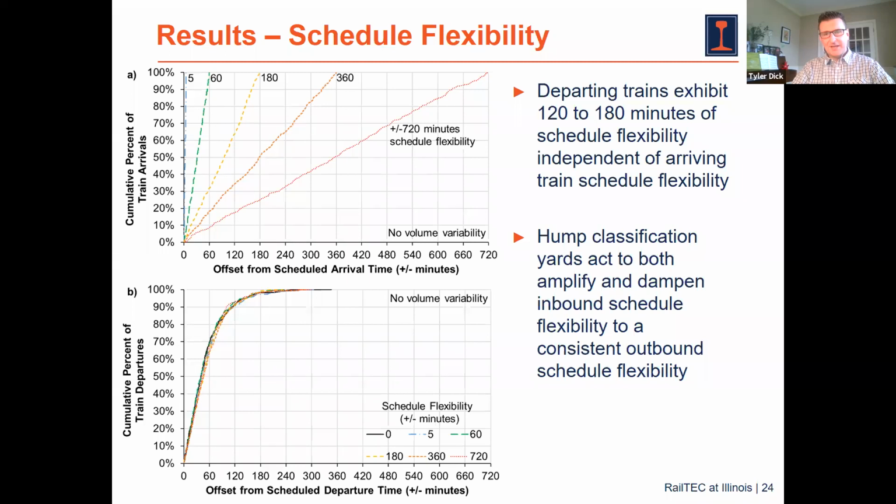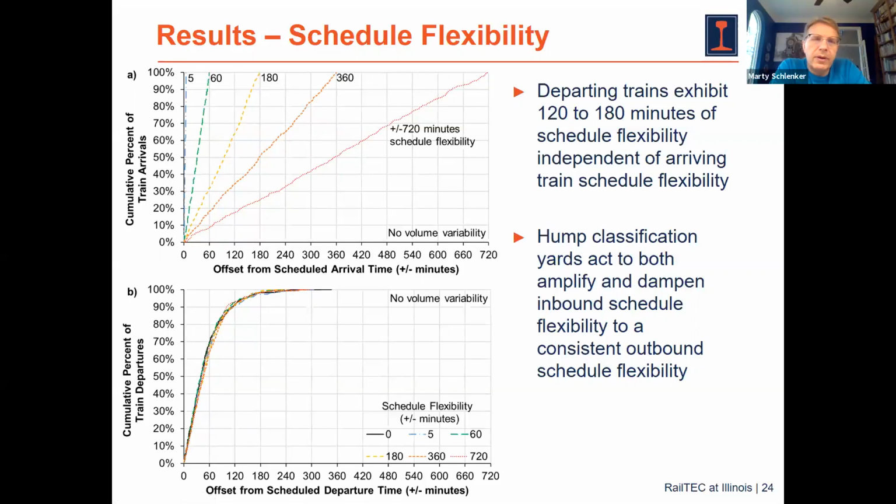And so what this tells us is our classification yards act to both amplify low levels of schedule flexibility or dampen high levels of schedule flexibility to a relatively constant level of outbound schedule flexibility. The other interesting thing to look at is that this level of schedule flexibility roughly corresponds to the amount that had that significant effect on the main line, where once we go beyond this, we'd see that declining effect on our mainline operation.